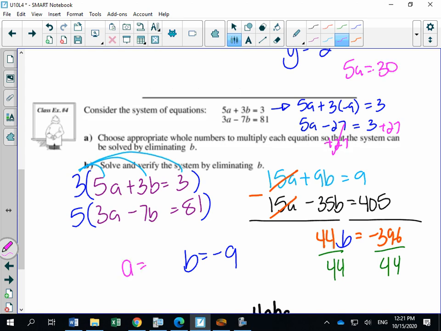And when you divide by 5, what does A equal? A is equal to 6. So that's A, and that's B. And that is how you do elimination. Kieran, yes.